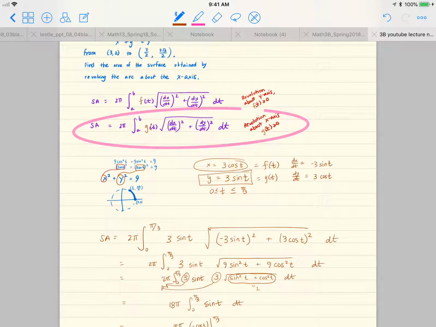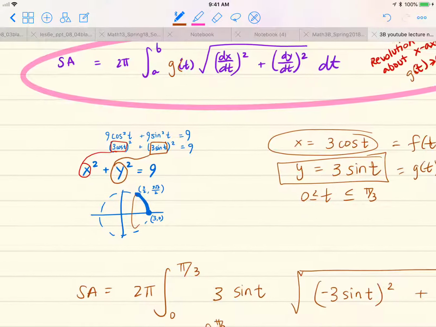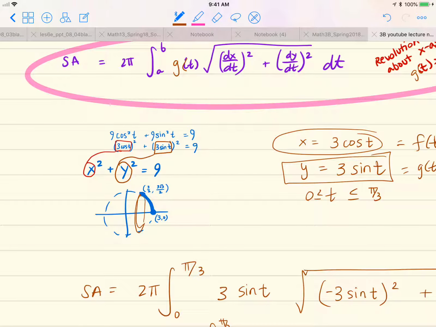Okay. And you can picture what this looks like if you rotate it. You should get kind of like a satellite dish, right? Okay.